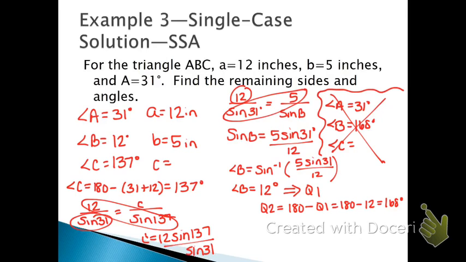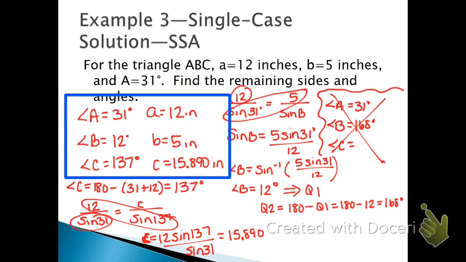Are you going to use the inverse sine on this one? No, because you're not looking for an angle. You only use the inverse when you're looking for an angle. I got 15.89. 15.890, correct? Yes. Good. So we get 15.890. Don't forget to label it in inches. And we're all filled out, so there's our solution.